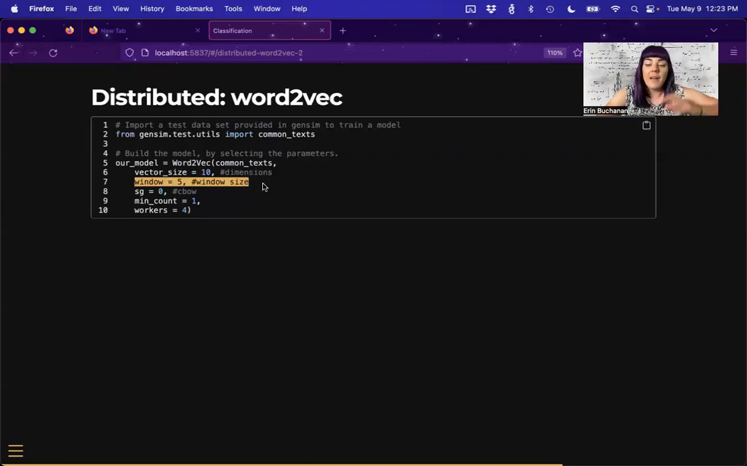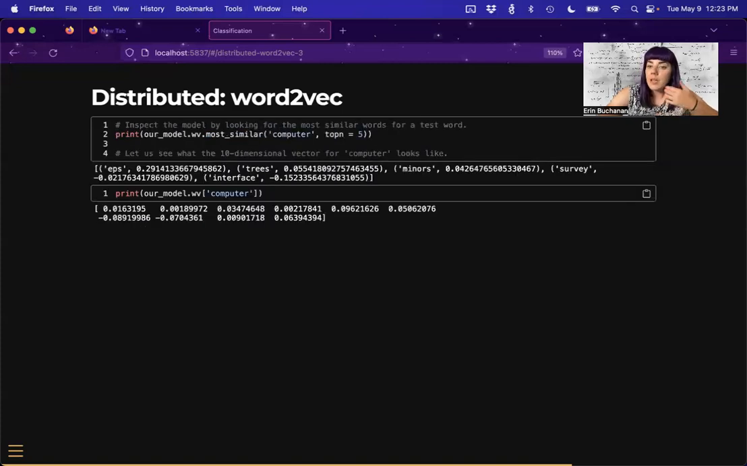The window size here is 5, so that's 5 on the front and 5 on the back. SG equals 0 makes it a CBOW model. SG equals 1 makes it a Skipgram model. The minimum count is the minimum number of times a word has to appear in the corpus to be included, so 1 is the lowest. And workers, if you have a nicer computer, it will parallel process and make this a little bit faster. So workers equals 4 is 4 parallel embedding procedures. Now, this data set is small, so it's very quick.